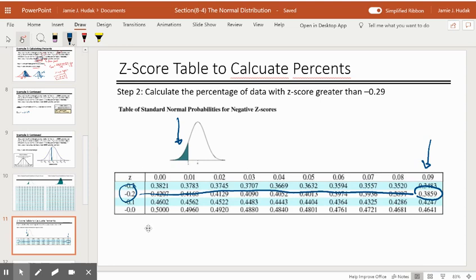So if everything to the left is 0.3859, then how do we find everything to the right? Well, you have to recall that the area under the curve is 1. And if this shaded region is 0.3859, then the white region here, the non-shaded region, would be equal to 1 minus 0.3859.